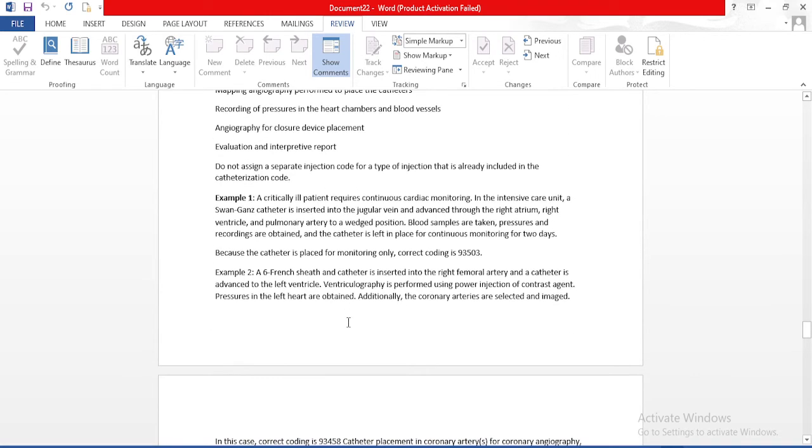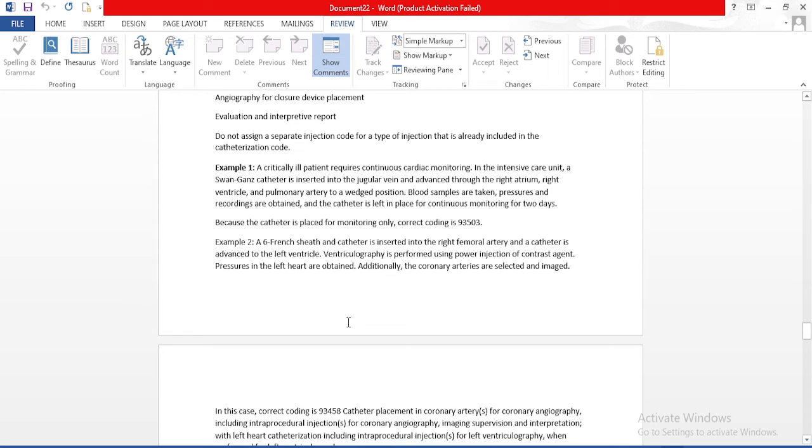So here we have a few examples. Let us try to learn using CPT coding systems. Example 1. A critically ill patient requires continuous cardiac monitoring. In the intensive care unit, a Swan-Ganz catheter is inserted into the jugular vein, which is usually in the neck area, and advanced through the right atrium, right ventricle, and pulmonary artery wedge position. Here the physician is going through the right atrium, right ventricle, and pulmonary artery wedge position, which means he is doing the right heart catheterization.